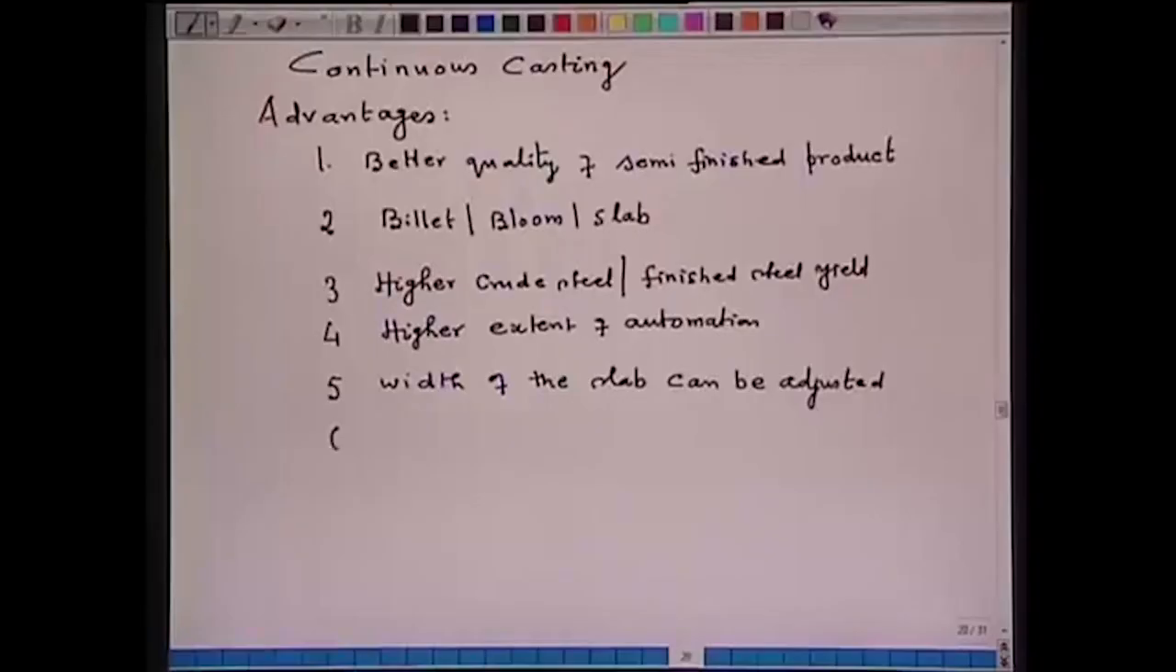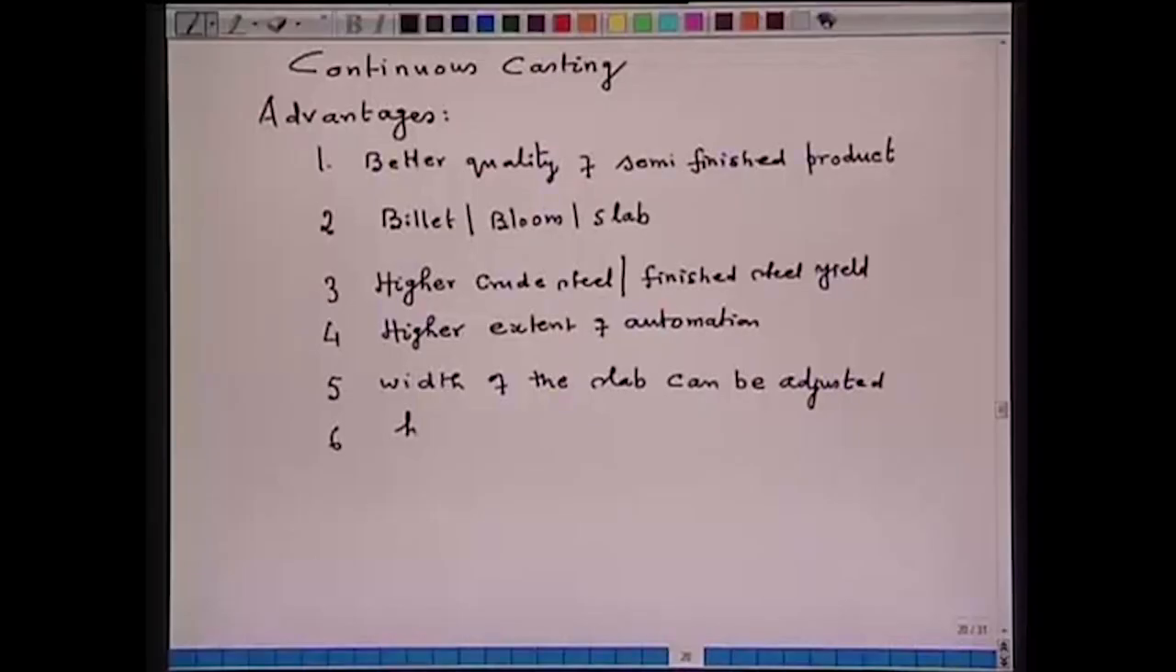Another advantage is that ingots of larger sizes have increasing transverse and longitudinal segregation. In comparison to that, continuously cast product has lower segregation.